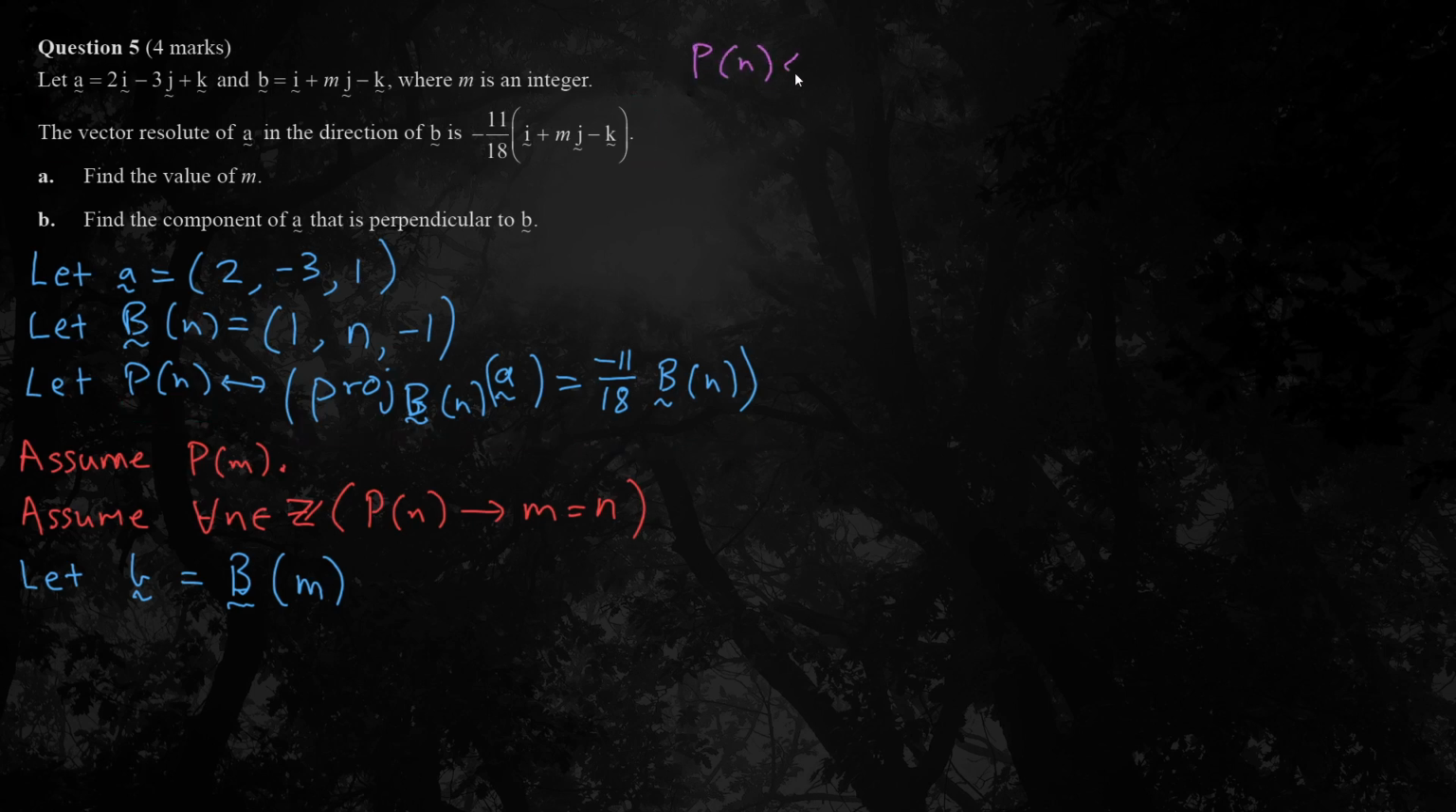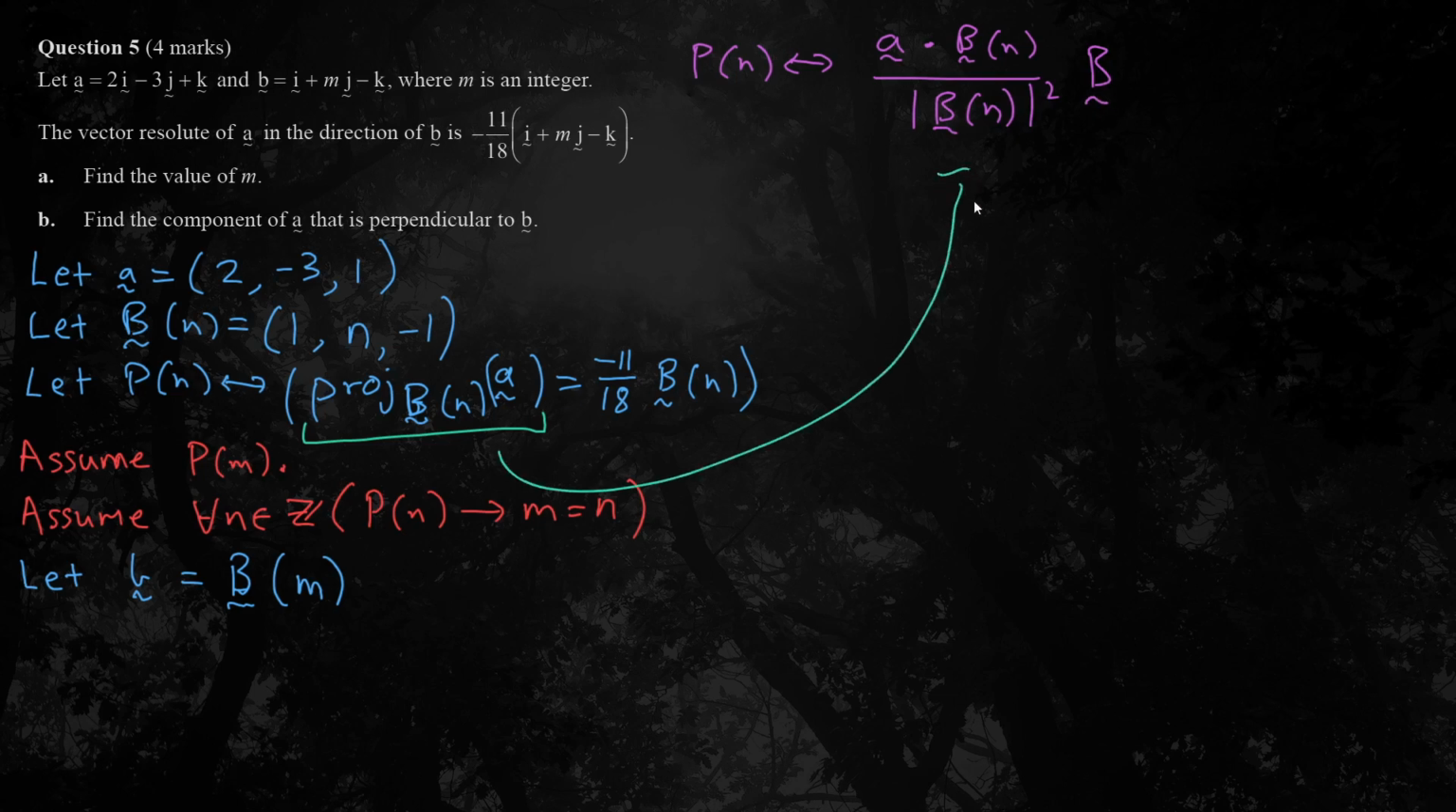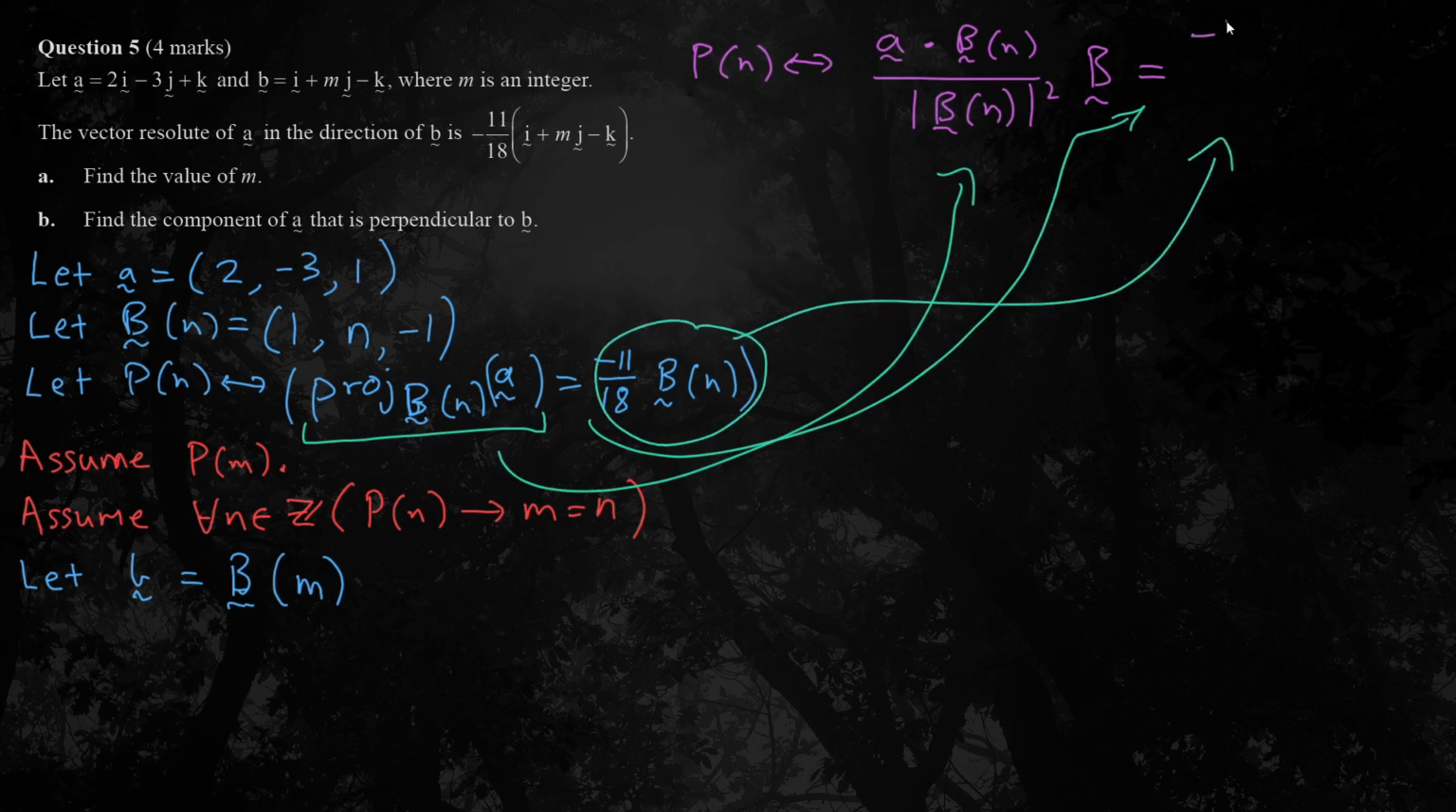Okay, so P of N is equivalent to, we just use our formula for vector projections. So that's A tilde dot product with B of N divided by the magnitude of B of N squared times the vector itself. So that's literally the definition of what this notation means. And then we need an equal sign over here. And then we just copy this out, right? Negative 11 over 18 B of N. And I should have an N here.